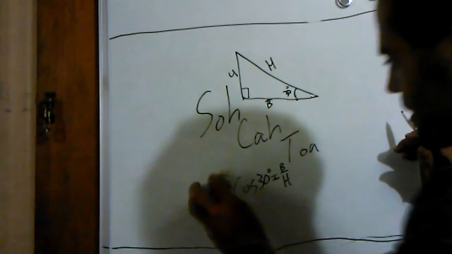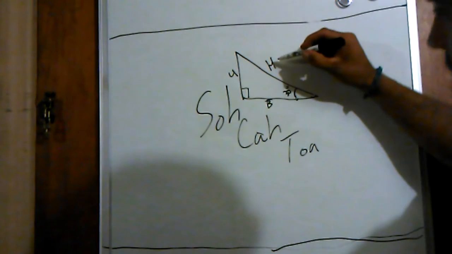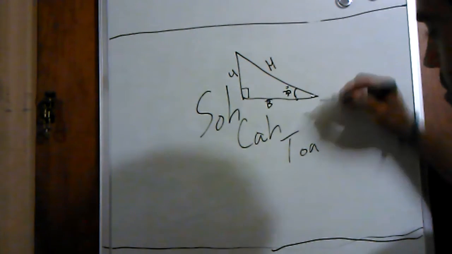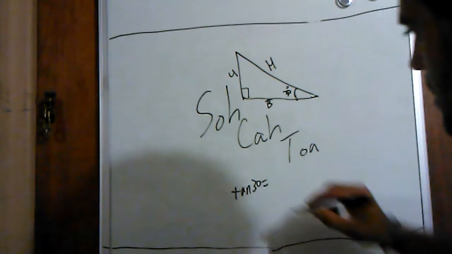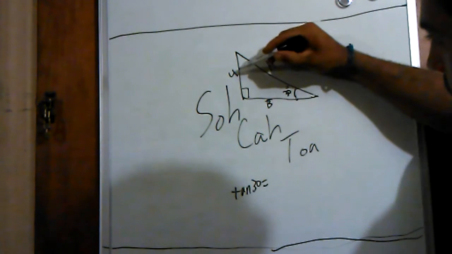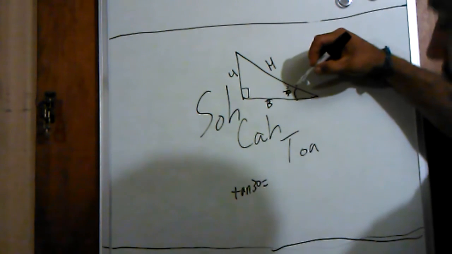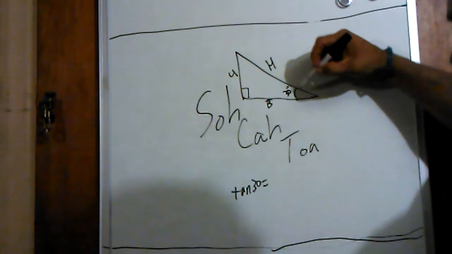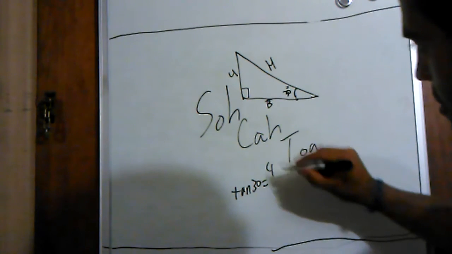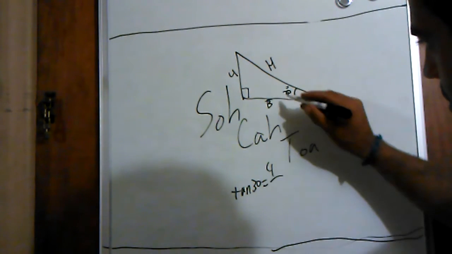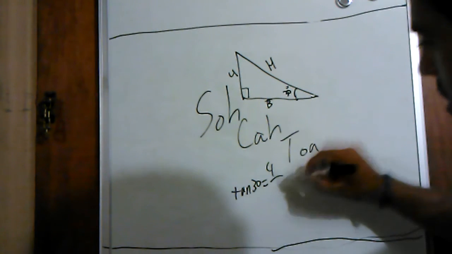Now the tangent is the other one. It's the one that doesn't use the hypotenuse. All the other ones use the hypotenuse. The tangent of 30 equals opposite over adjacent. The easy one to figure out is the one that's opposite, directly straight out from the angle. So opposite is 4 again. And then the adjacent, opposite over adjacent, toa, would be B.